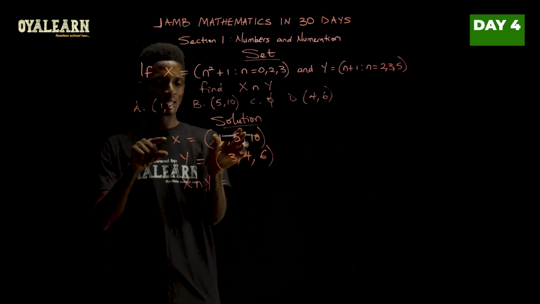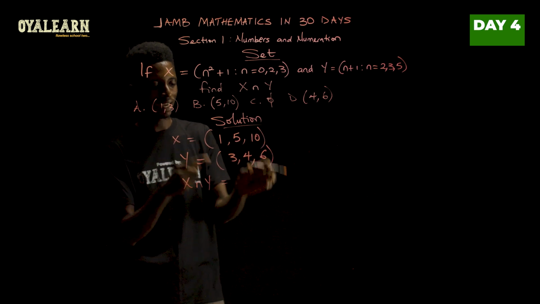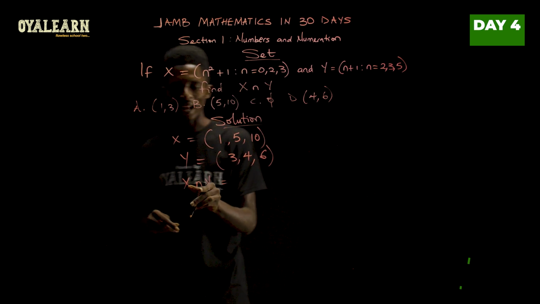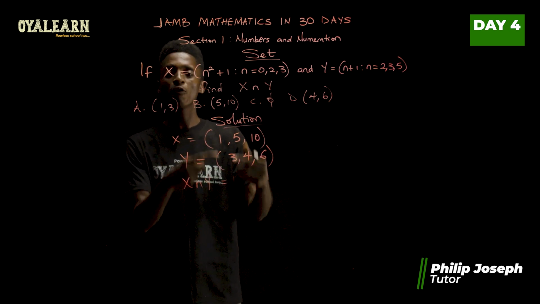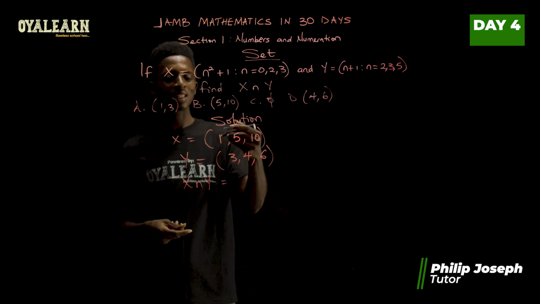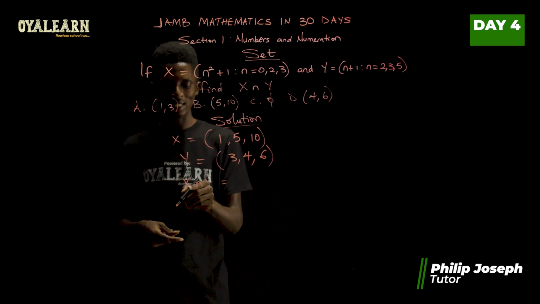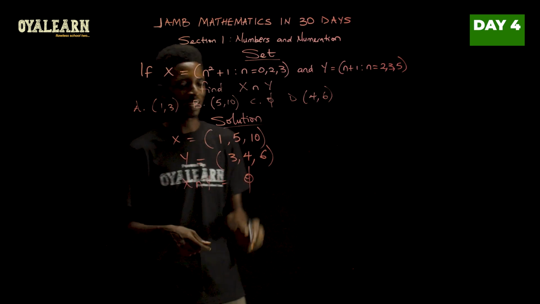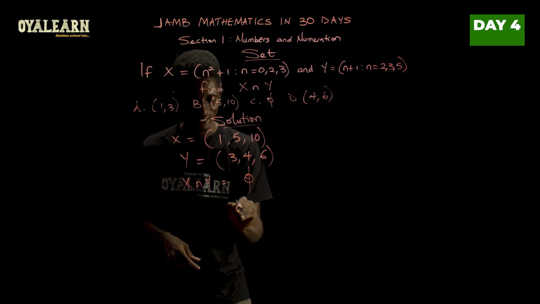Now, when you look at the subset of x and y here, you find that they do not have anything in common. And intersect tells us that we should look for what they have in common. So since they have nothing in common, we'll say that x intersect y is a null set. So the answer is C.